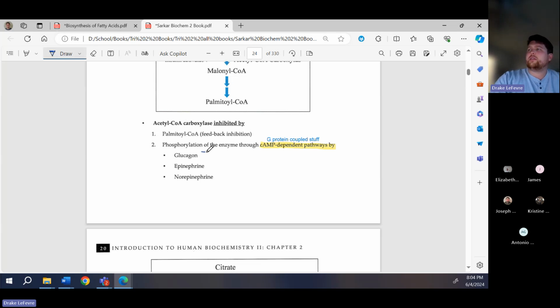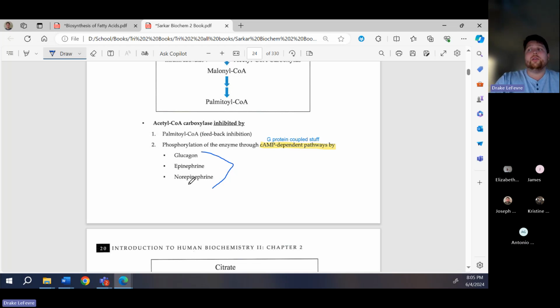Why do you think these three hormones specifically would inhibit the formation of fatty acids, to synthesize fatty acids to store them? No idea. Because it's telling the body that it needs energy, so instead of saving it for later, it cuts off that process so that energy can be used now.